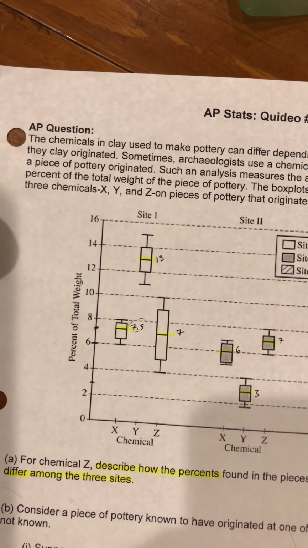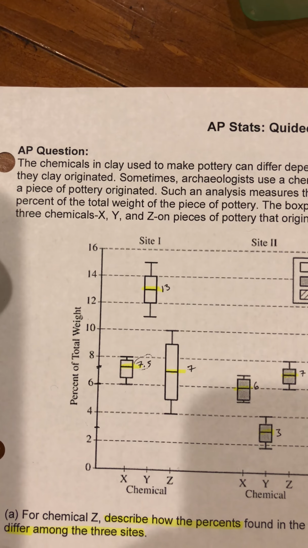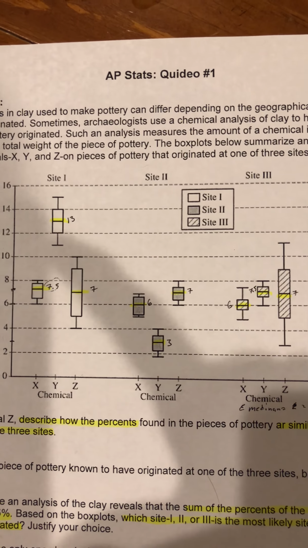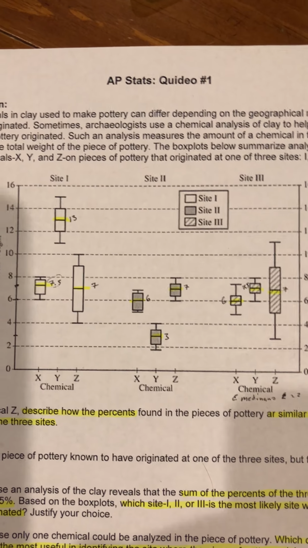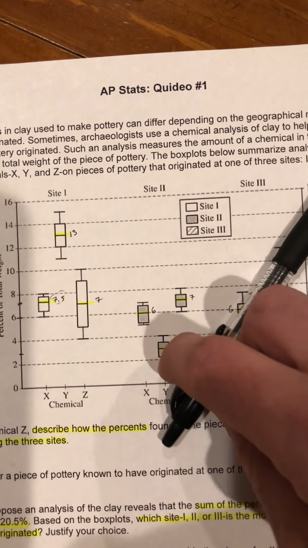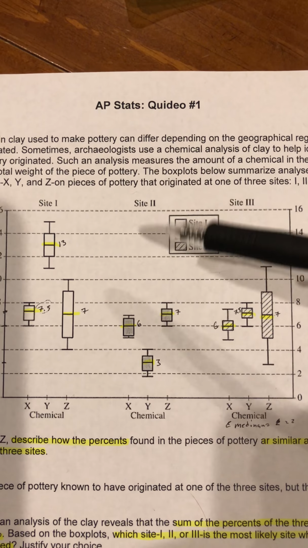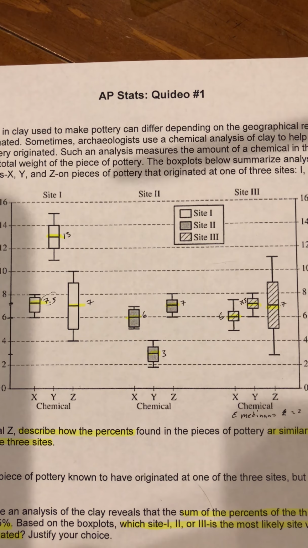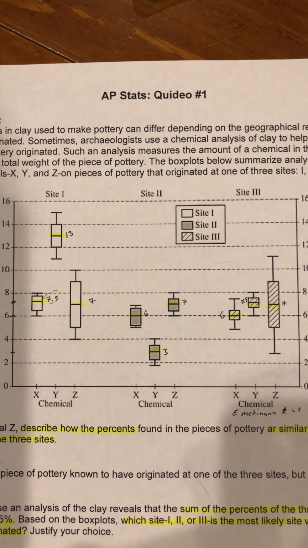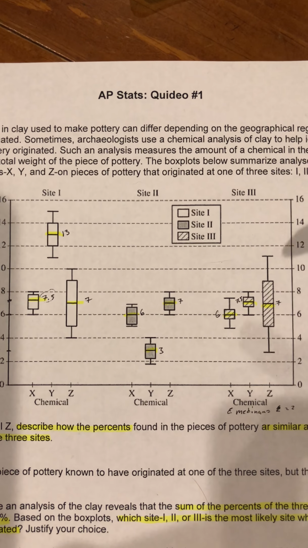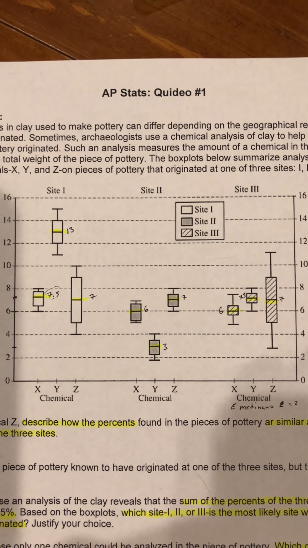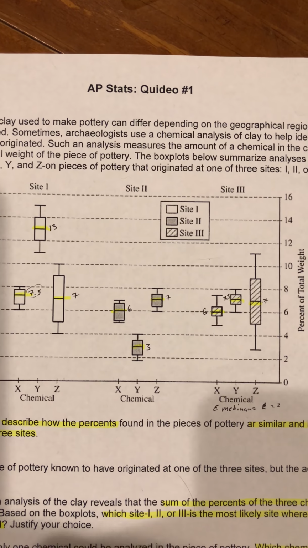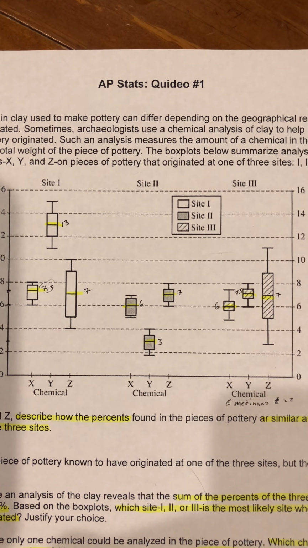So next up, we look at chemical Y. As we can see, they're all pretty different, especially the median. For site 1, we have a median of 13. For site 2, a median of 3, and for site 3, a median of 7.5. So knowing that all three of those are different, we know that it's going to be pretty easy to figure out where the piece of pottery came from.